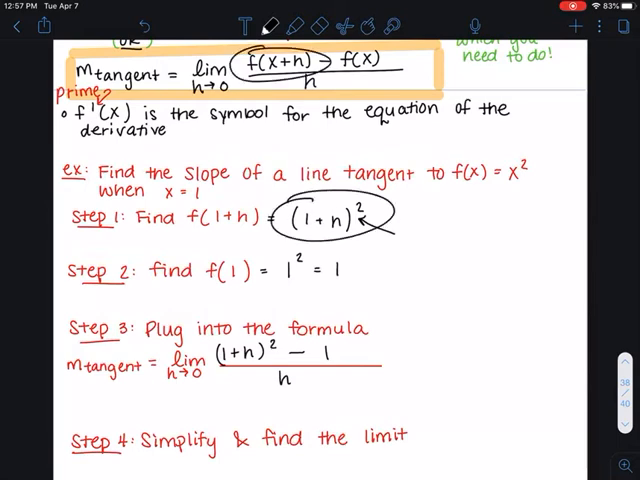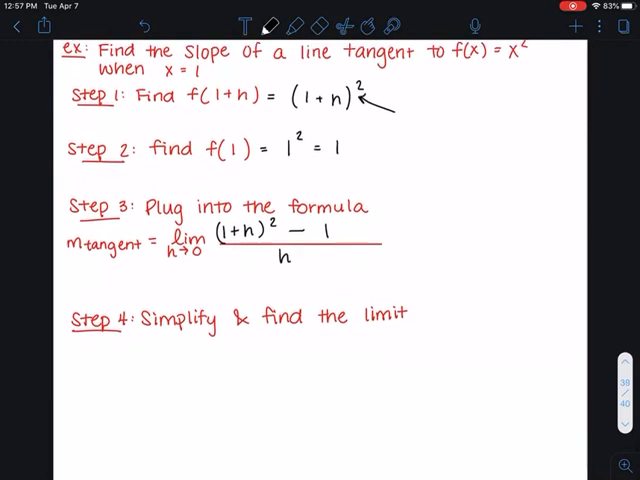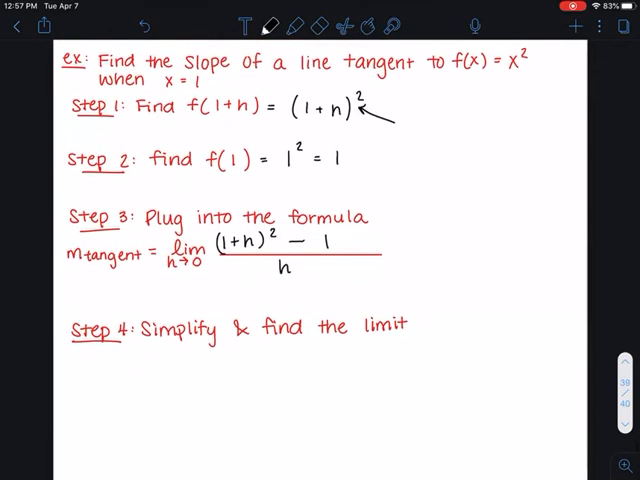Okay, so I took my solutions. I took my answer to f of x plus h and plugged that in there. F of x became that, and I plugged it in with 1 because I wanted to know when x was 1, and then over h. So now we're going to simplify and find the limit.